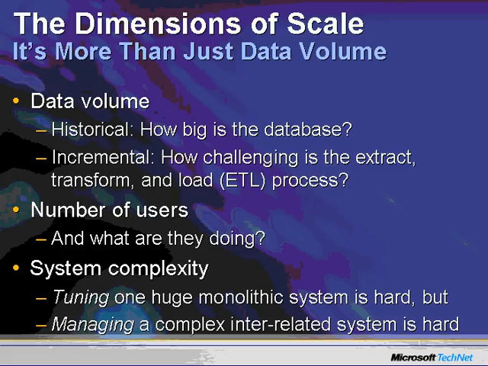Another dimension of scale is the complexity of the system. By system complexity, I mean several things. First of all, how many subject areas or business processes do you have in your system? An enterprise data warehouse that spans the entire enterprise can have 10 or even 20 interlocking business process dimensional models that contain information about, for example, orders, shipments, finance, and so on.